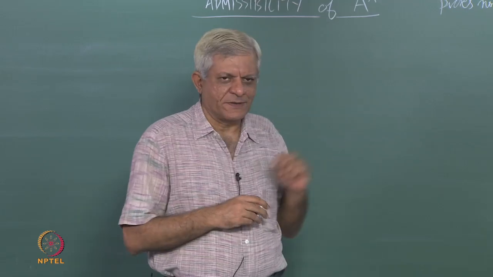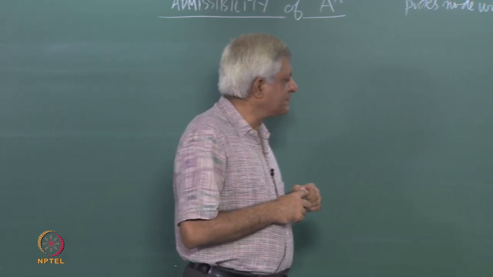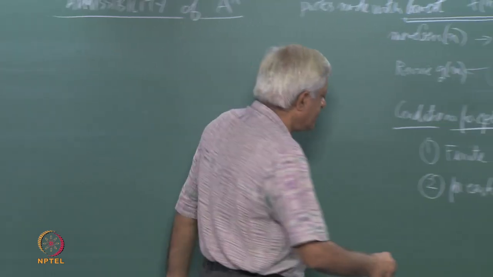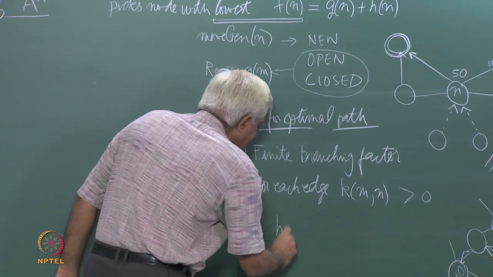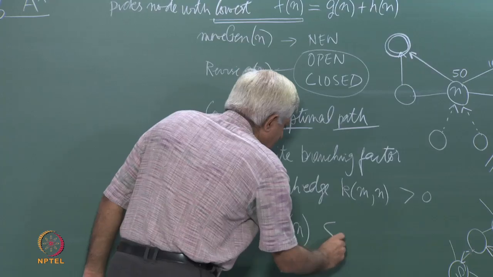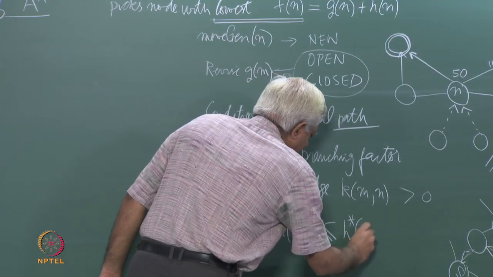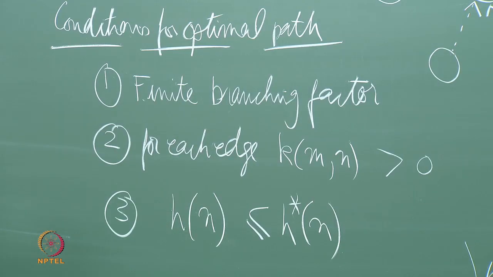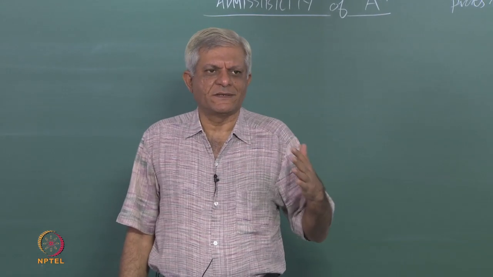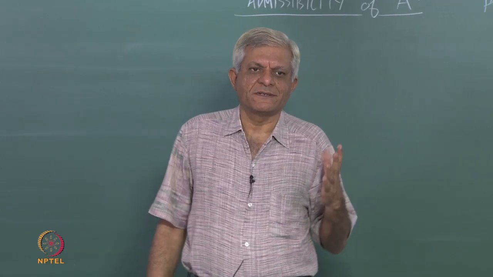So, that is for the moment, but we will come back to that a little bit later. A third condition that I have already mentioned, and we have seen an example about it, says that h of n should be less than or equal to h star of n, which means that the heuristic function must be an underestimating function. It must always underestimate the distance to the goal, never overestimate the distance to the goal.